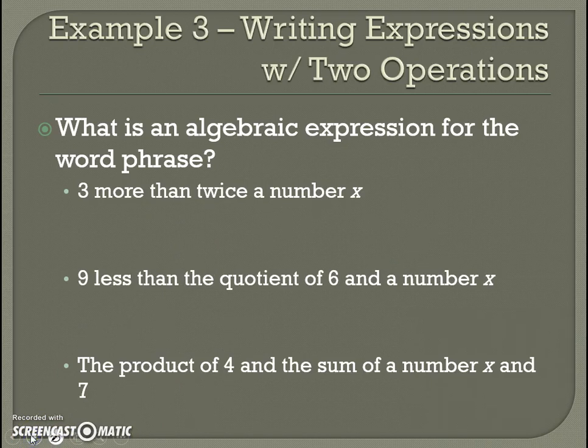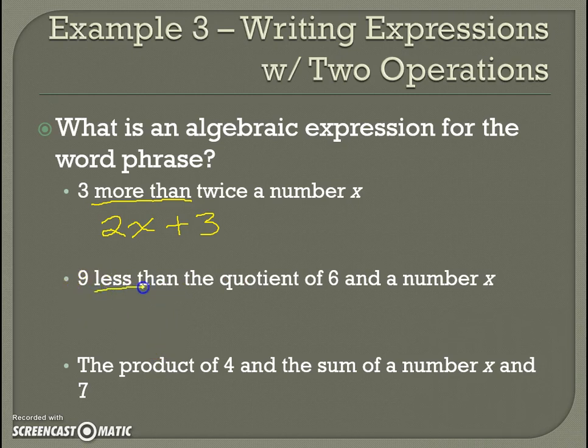All right, example 3. What if there's two operations? What is an algebraic expression for the word phrase? 3 more than. There's that more than again that we looked at a couple examples ago. And then twice a number x. So twice a number means multiply. So I'm going to start out with 2 times the number x. It assigns me the variable. And whatever that value is, I have 3 more than that. So I start with 2x, and then I add 3. So I get 2x plus 3.